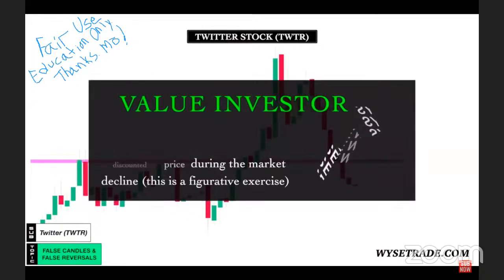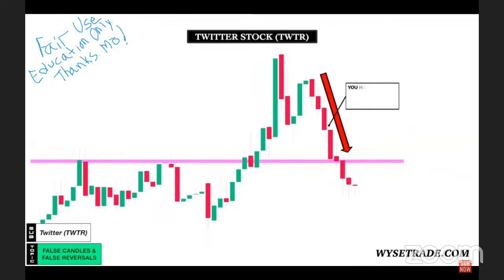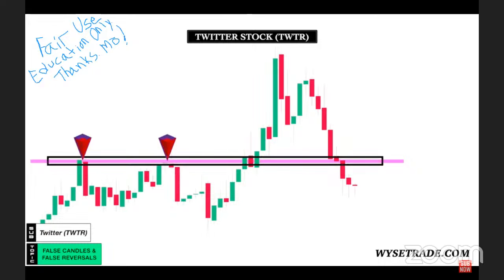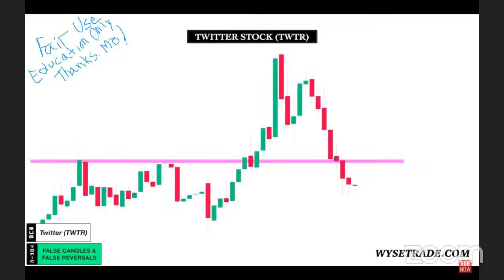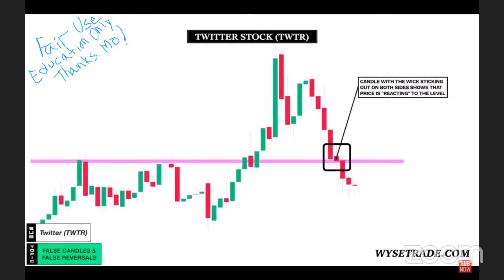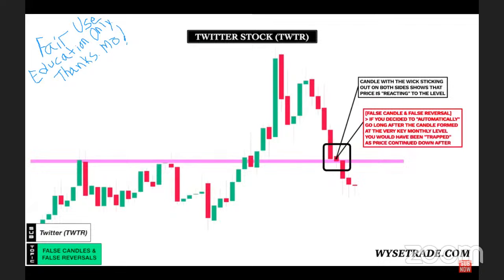Here's what you saw. You had clear, heavy bearish momentum without a green candle ever appearing, which is already a bad sign if looking for long positions, especially when going counter trend. You noticed this very key level here because of these 2 reversal points. When price reached the level, you had this small candle with the wick sticking out, which shows a reaction. Again, if you decided to automatically go long, you would have been trapped as price continued down.